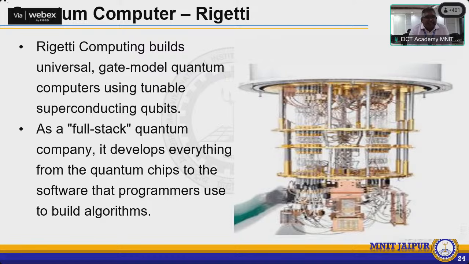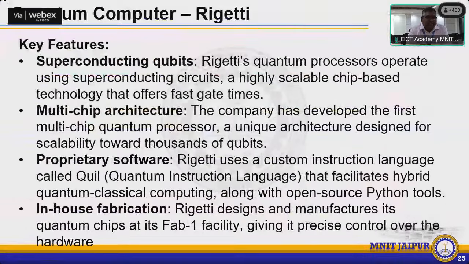So here is Rigetti, which is basically a universal gate model quantum computer, which uses tunable couplers. It is also a full stack quantum company, right? It develops everything from quantum chips to the software that programmers use to build algorithms. So everything is included when you look at the Rigetti quantum computer, right?